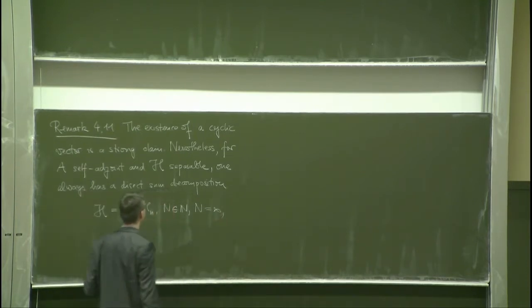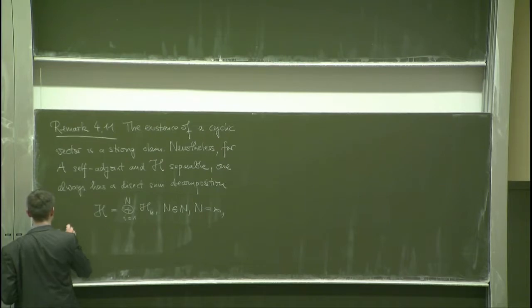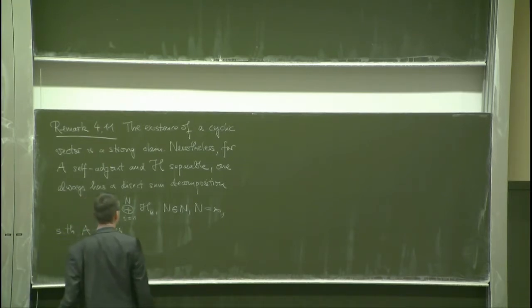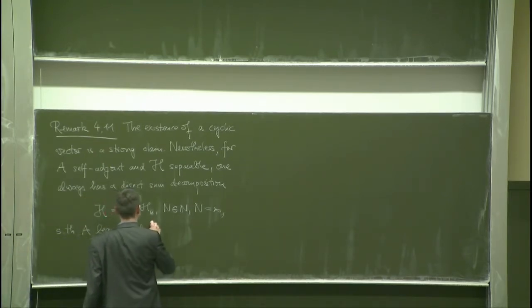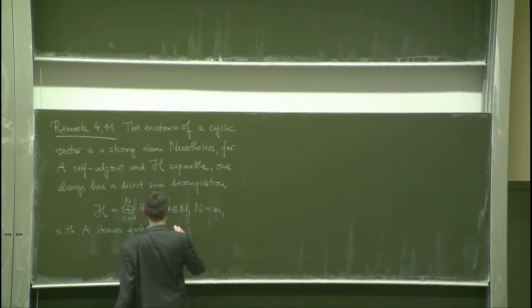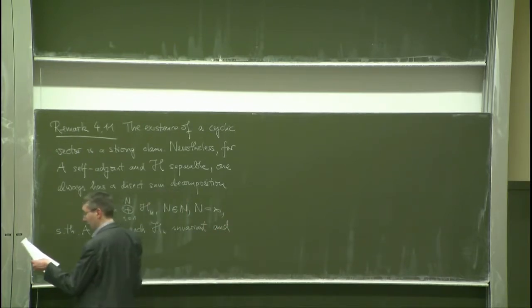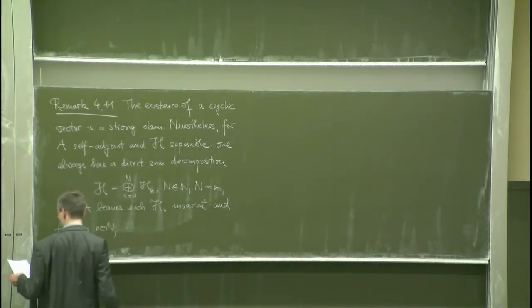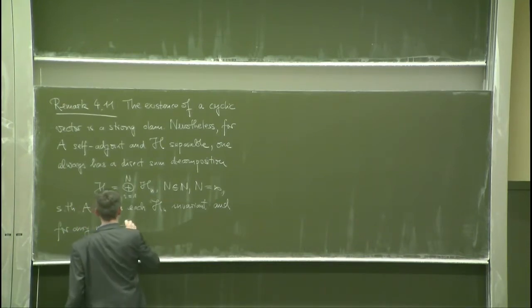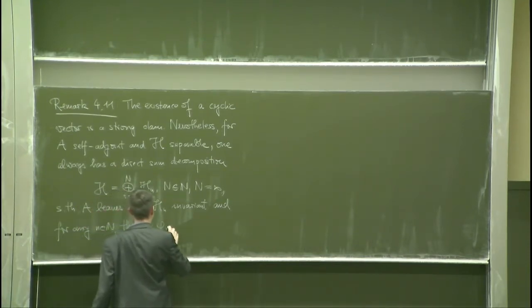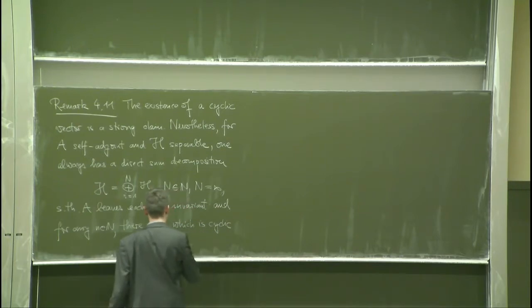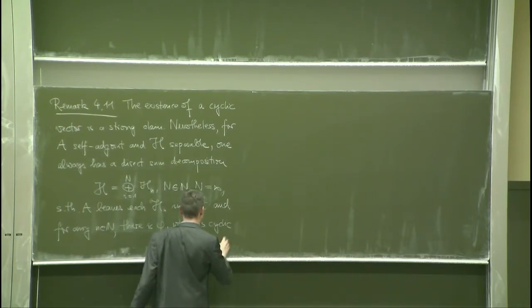So one always has such a decomposition such that A leaves each H_n invariant, and for any n there is phi_n which is cyclic for the restriction of A to the H_n.